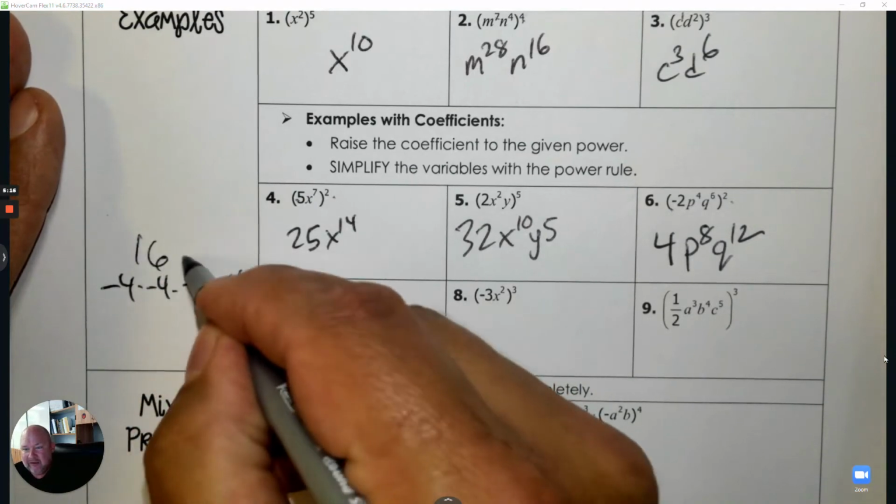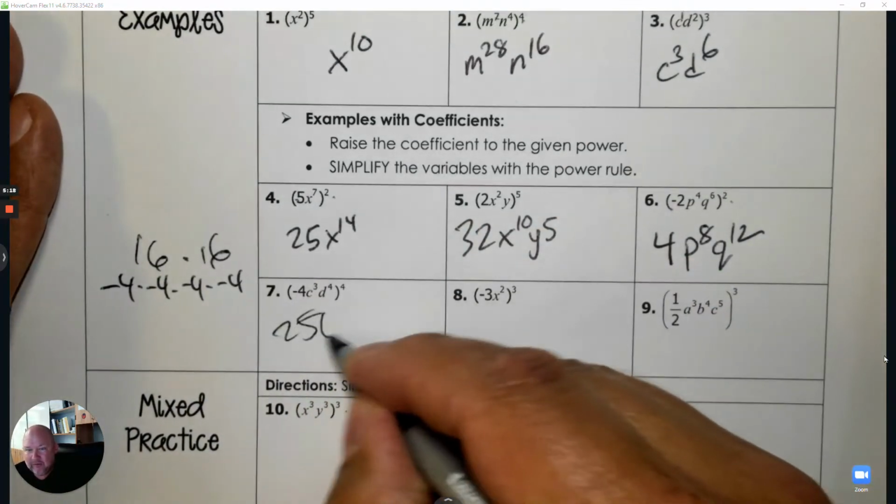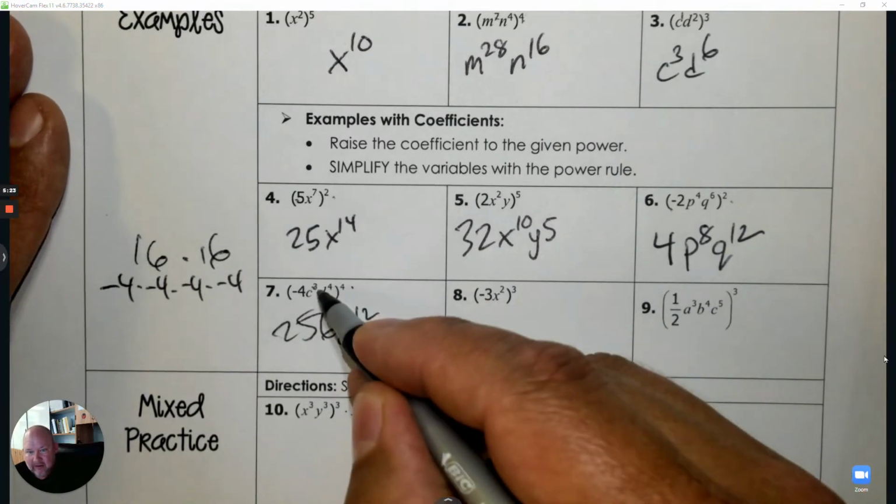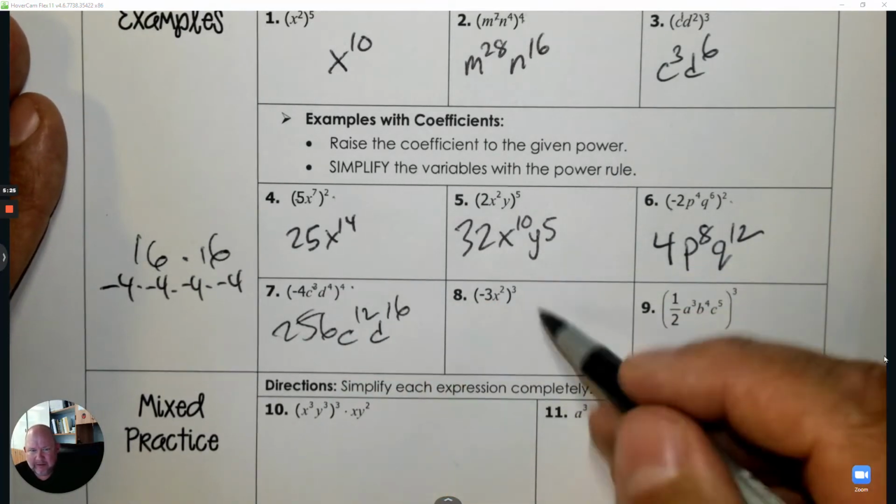That is 16 times 16. I'm going to help you. That's 256. And then 3 times 4 is 12. And 4 times 4 is 16.